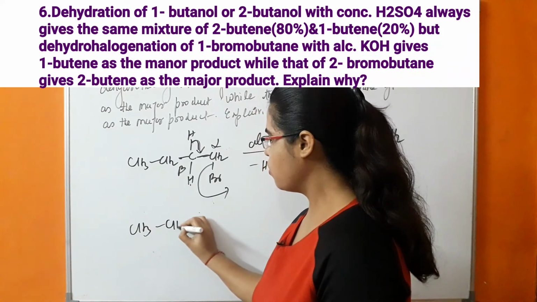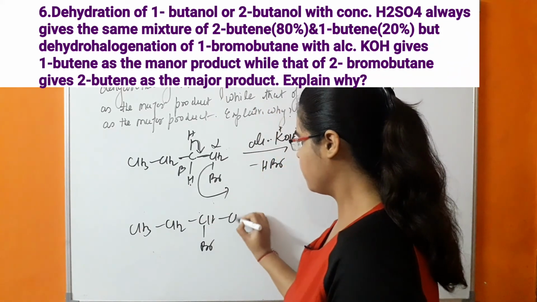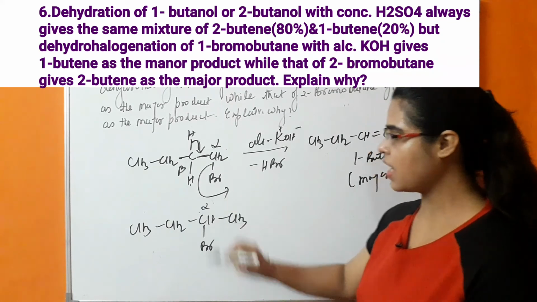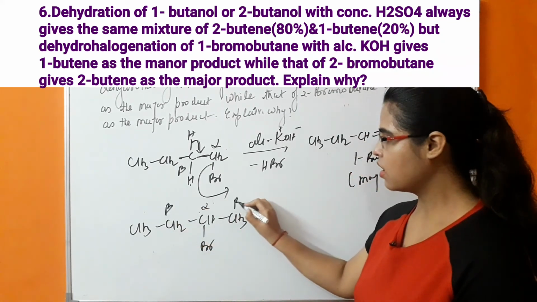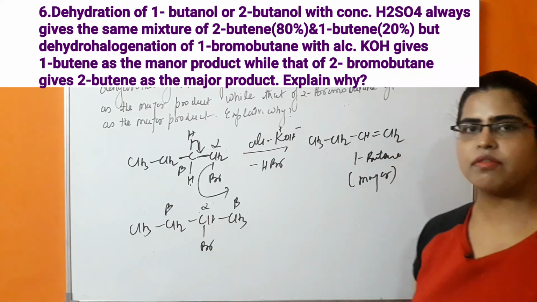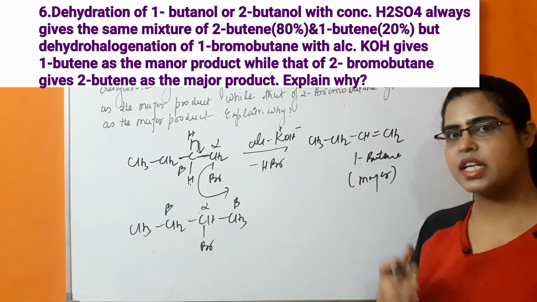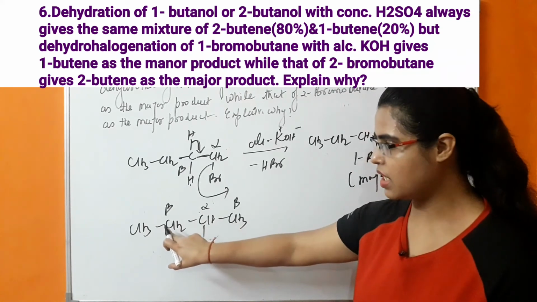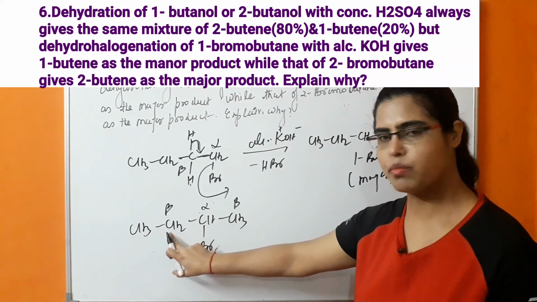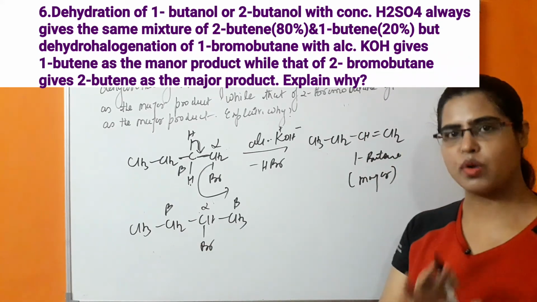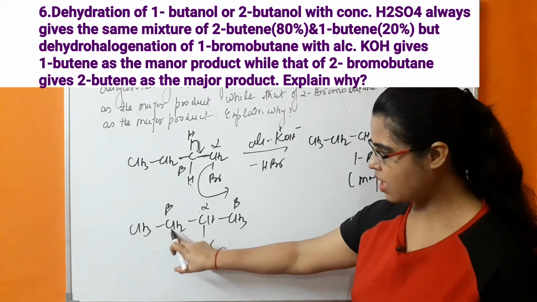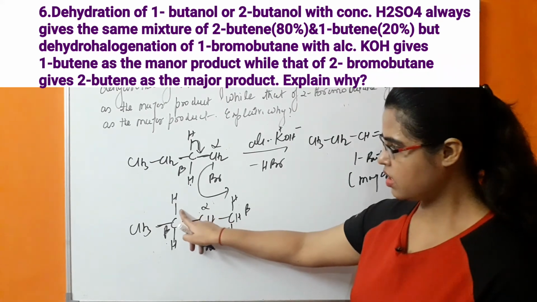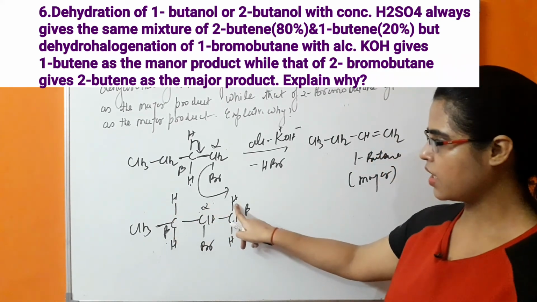So if we take 2-bromobutane, as you can see, the bromine is present on this carbon, so this carbon is referred to as alpha. There are two beta carbons which are next to this alpha carbon. So there are two ways by which dehydrohalogenation can take place. Either the hydrogen of this carbon will be removed, or the hydrogen of this other carbon can be removed. So a mixture of products will form. If we represent the open structure, either this hydrogen or this hydrogen can be removed.